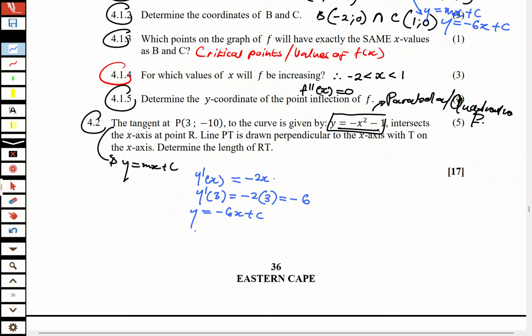So what is y? y is negative 10, and we have negative 6 into 3, and then plus c. This will give you negative 18. And when you take the 18 to this side, you'll have negative 10 plus 18. From 18, remove 10, you'll have just 8. So that's the value of c there. For those who are curious, that's the value of c.